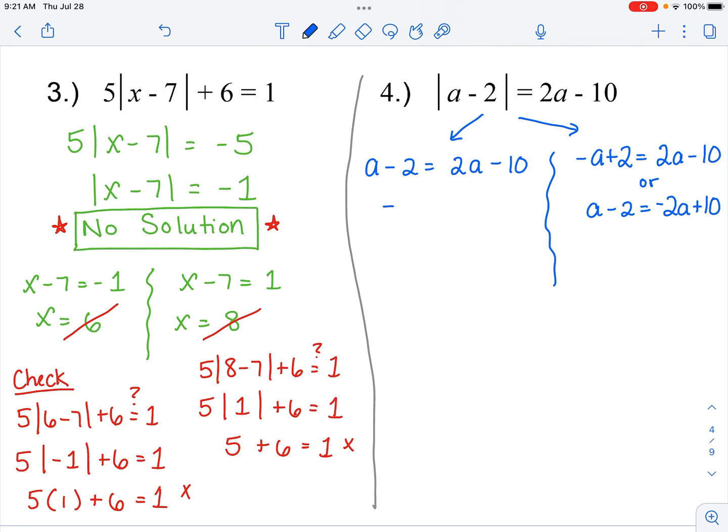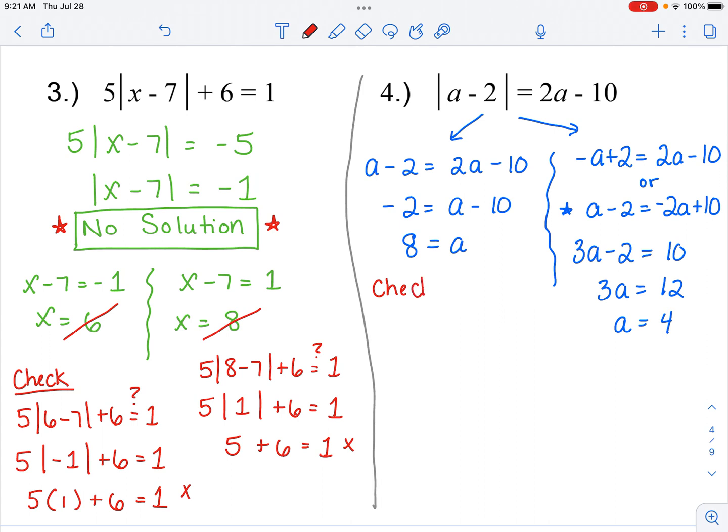See what happens. So over here, I'm going to subtract a to get negative 2 equals a minus 10. I'm going to add the 10 to get a equals 8. Then on the other side, I am going to go from this bottom line. I'm going to add the negative 2a over to get 3a minus 2 equals 10. So 3a equals 12, a equals 4. And now I need to check both answers. So let's check the a equals 8 first.